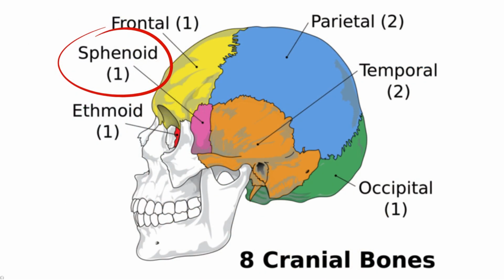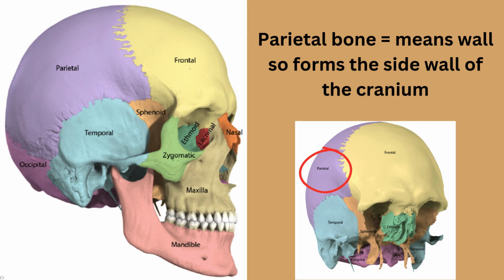Here is a clearer picture for the sphenoidal bone, and you can see behind the sphenoidal bone we have the ethmoidal bone that is located deep inside, which I told you is an enclosed cranial bone because you cannot see it easily. Next is the parietal bone.